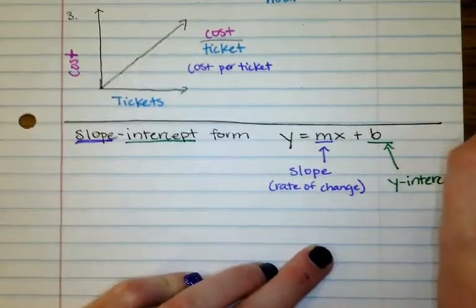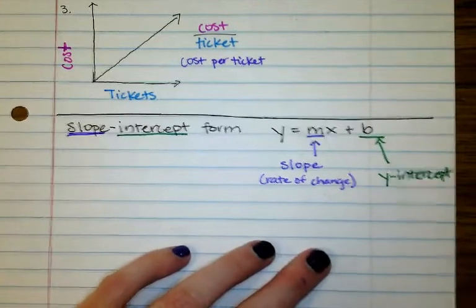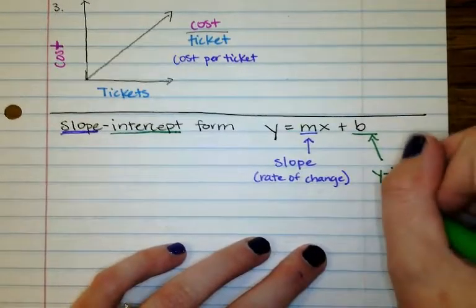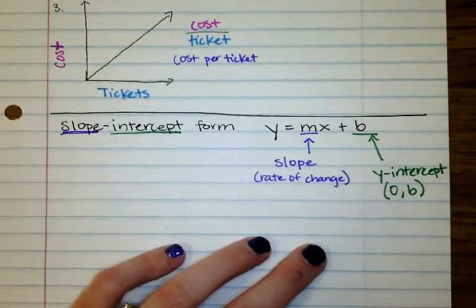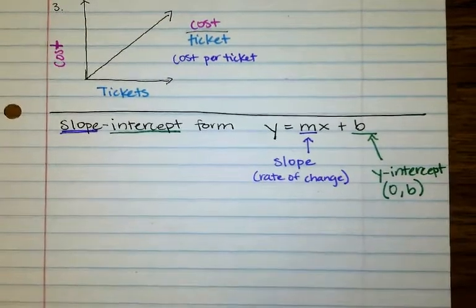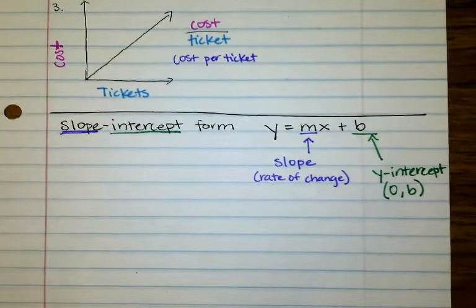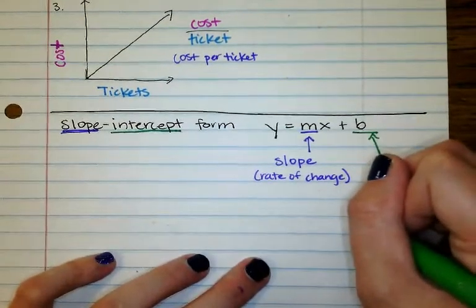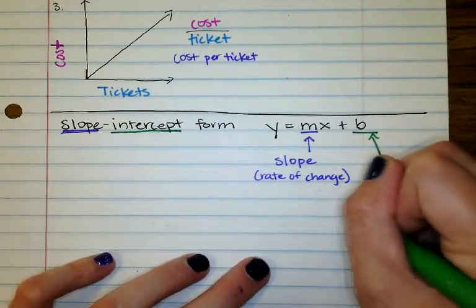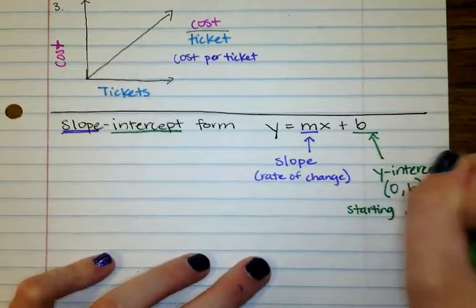And if you're doing a word problem, then often it's your initial value, your starting point, different things like that. What you start with is usually going to be your y-intercept in a word problem. Okay?